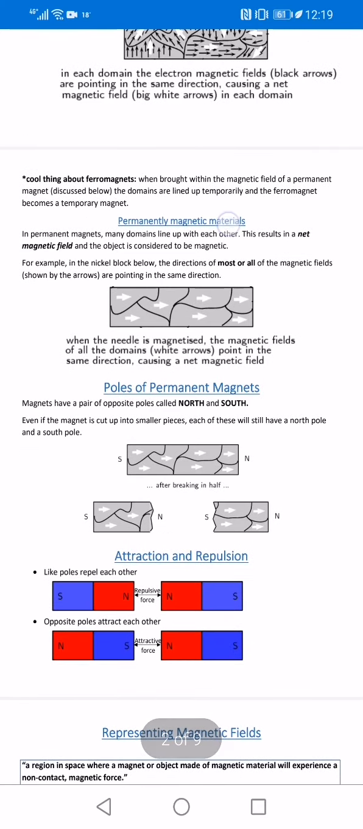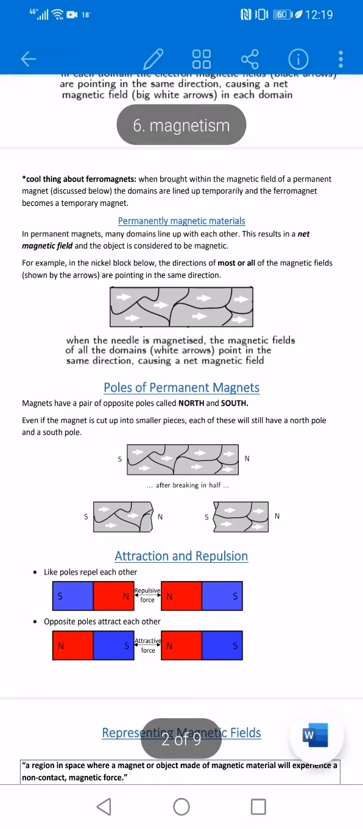Then after that, we're going to look at permanently magnetic materials. So here again, we've got domains, but here, because our domains are all lined up, in each domain the magnetic field of each electron is lined up, and in addition to that, each of the domains are also lined up, which means overall you have a net magnetic field, and the object is considered to be magnetic.